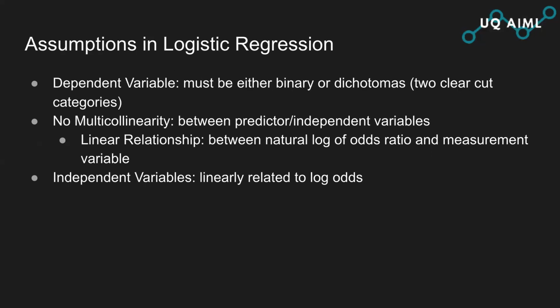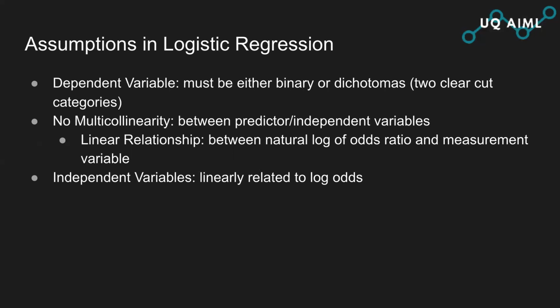The dependent variable should be either binary or dichotomous because, as I said, there need to be 2 categories. And there shouldn't be any multicollinearity between the independent variables. This is because the natural log has to be related to the measurement variable. And yeah, what's your question?